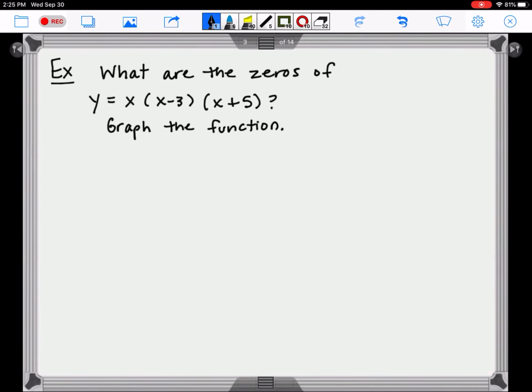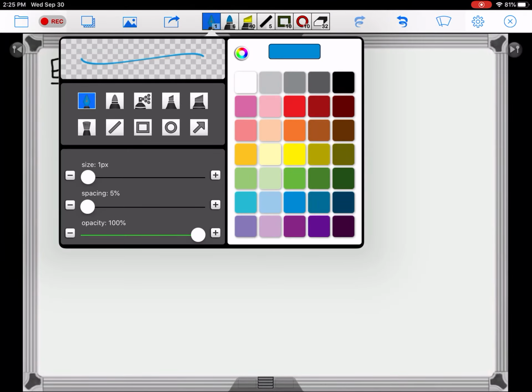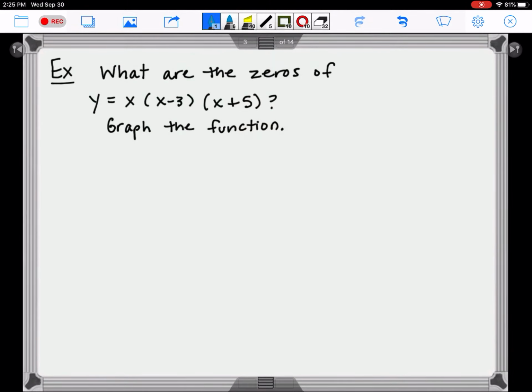Okay? So let's head to our first example. What are the zeros of this polynomial function? And we need to graph it. So we're going to take a look at y equals x times the quantity x minus 3, times the quantity x plus 5. There are some things that we know about this polynomial function, and there are some things that we need to know.